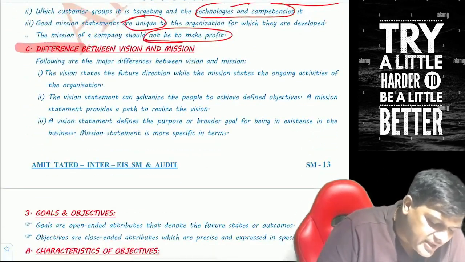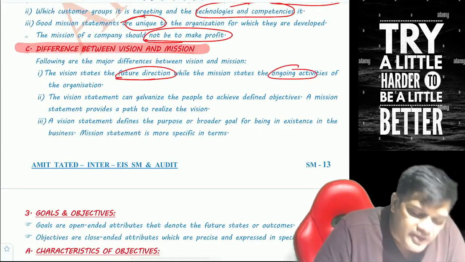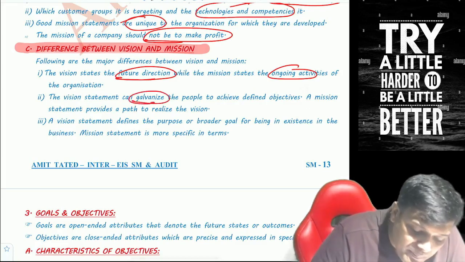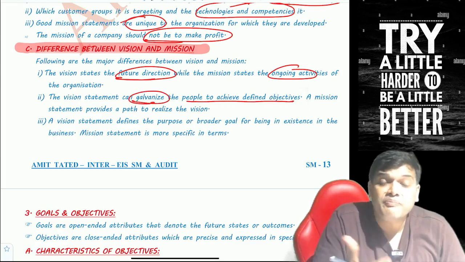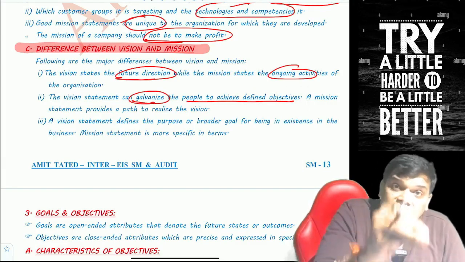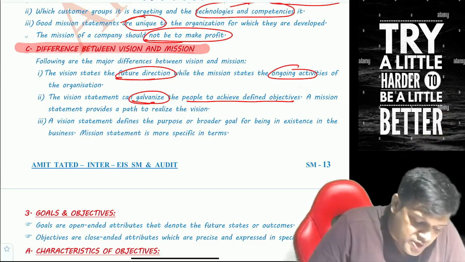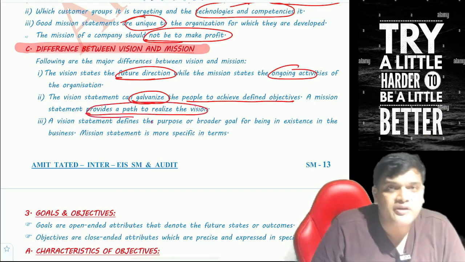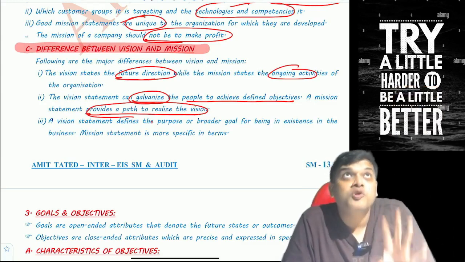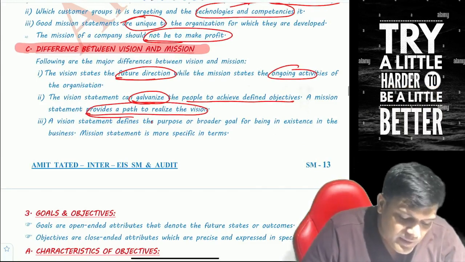Difference between vision and mission. I do think the answer is very easy. First, what is a future vision? What is current? Mission. Answer is easy. Second, the vision statement galvanizes the people to achieve defined objectives. Galvanize means motivate people. Go ahead, we have to go there. So the vision statement will galvanize people to go ahead with the objectives. And mission comes from the objective actually. Mission is a path to realize a vision. Vision will tell us how to move forward. Mission is the path we will go on, to where the vision takes us. That is your second point. Third, the vision statement defines the broader goal.